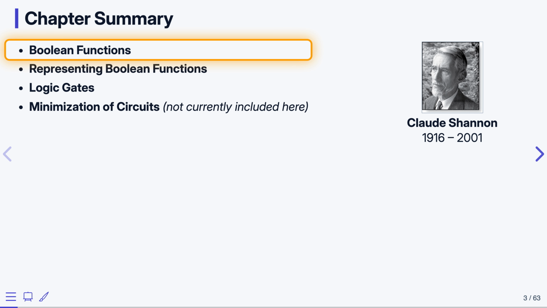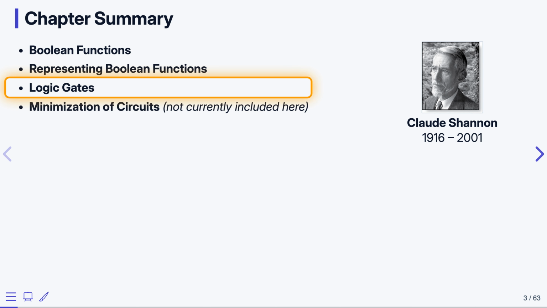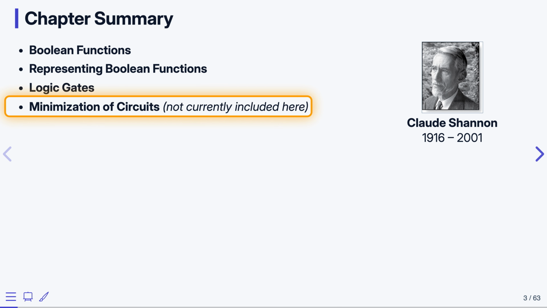Let's look at the map of the whole chapter. First, Boolean functions. There we learn the rules of this algebra of 0 and 1. Second, representing Boolean functions. We build a formula for any function, starting from its table. Third, logic gates. We turn those formulas into real circuits made of hardware. There is a fourth topic, minimization of circuits, but we do not cover it here.